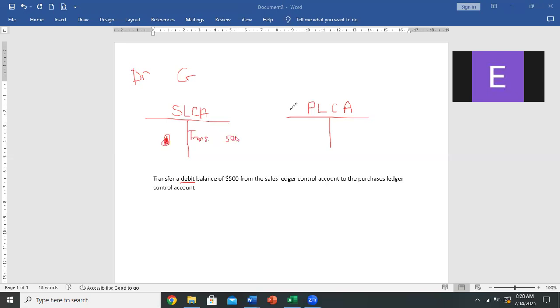And you see that when you get to the destination, because you are transferring it to this account, since you have credited your source, the corresponding debit will be where? In the purchases ledger control account. So again, you indicate transfer and you put the figure there, 500.